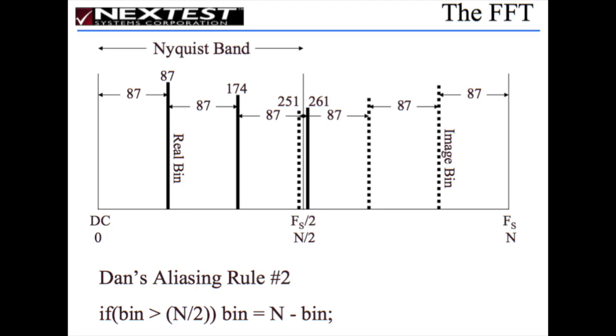How do we know that? Because we use Dan's aliasing rule number 2. If bin is greater than N over 2, bin equals N minus bin. So what's 512 minus 261? 251. So that's how we figure it out. Now, that was Dan's aliasing rule number 2, but there's another one, isn't there? Okay, so let's go back to the previous page. The third harmonic is pretending to be what?